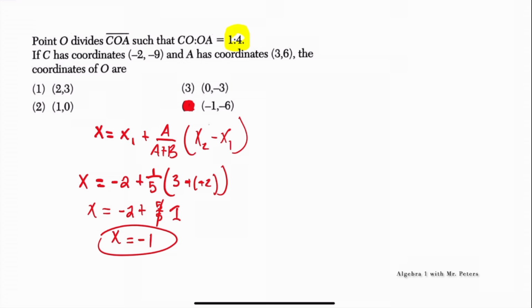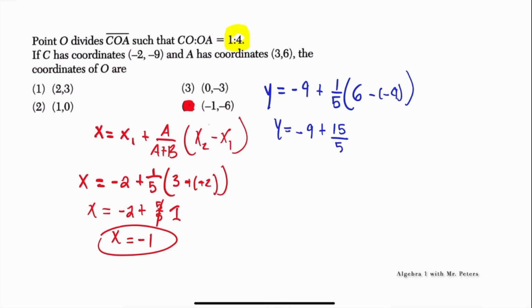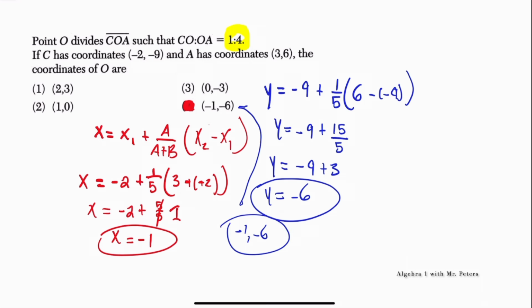But for the video's sake, let's say we had another answer choice that has -1 for the X. If we repeated this process with Y, right? The first Y coordinate is -9. Ratio stays the same, 1 over 5. And then we're going to do 6 minus -9. Now when we simplify, y is equal to -9 plus 15 over 5. So y is equal to -9 plus 3, y is equal to -6. So when we put this ordered pair together, it's going to be the same answer that we got.